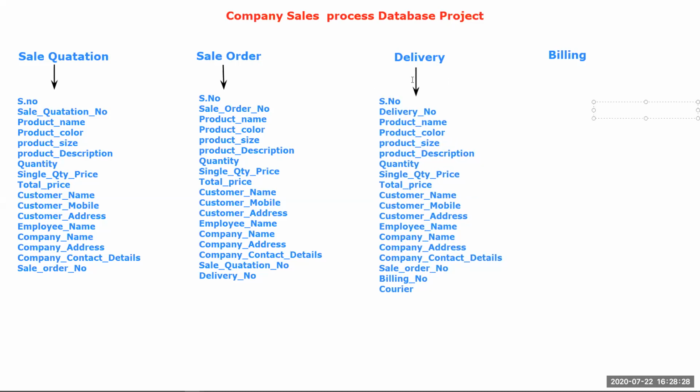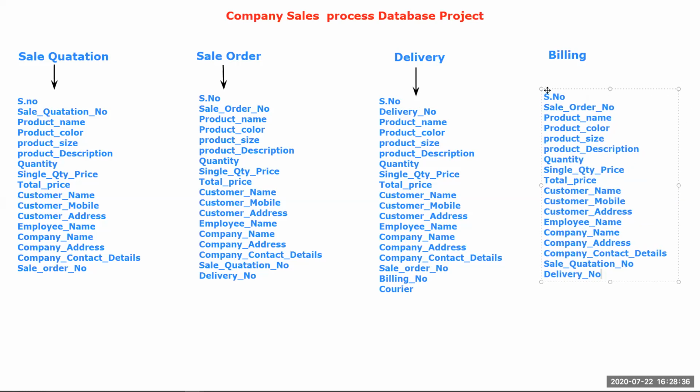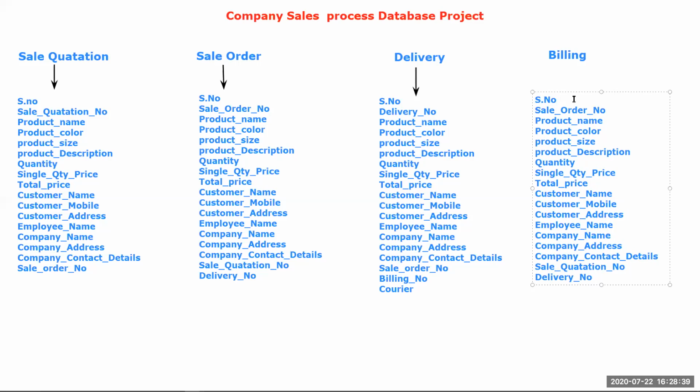Then let's move on to the billing table. Here we need a serial number, and here I'm going to change it to billing number. Then we need product name, product color, quantity, single quantity plus total quantity. Here we need delivery number. Okay, I'm going to delete this. Done. And I'm going to add some more details.